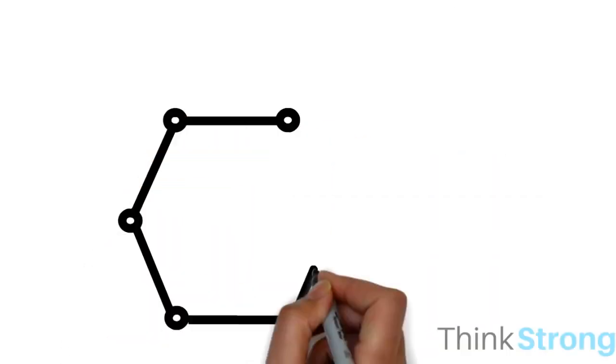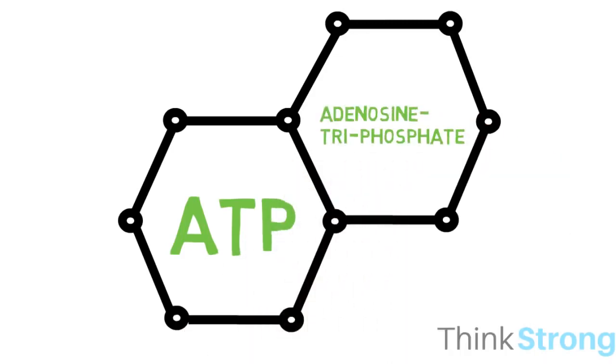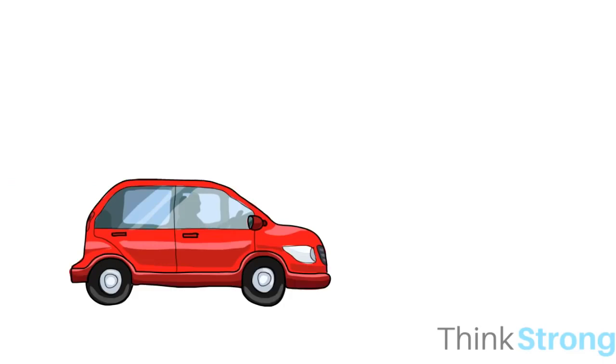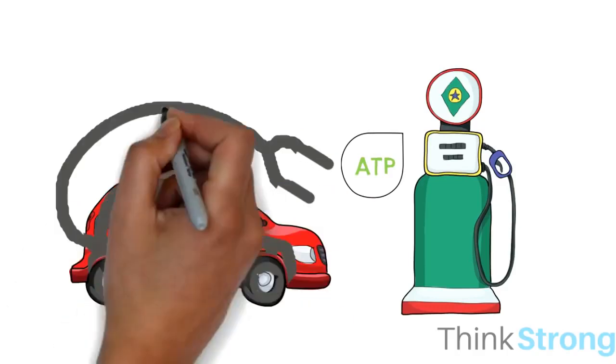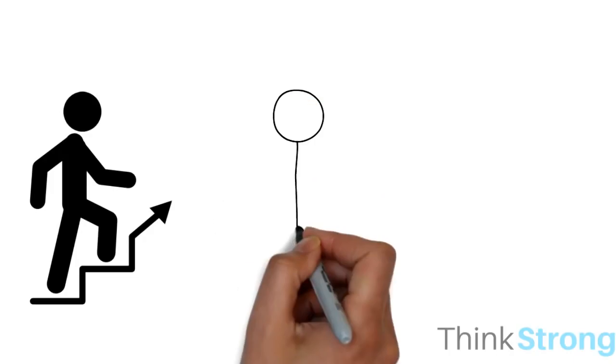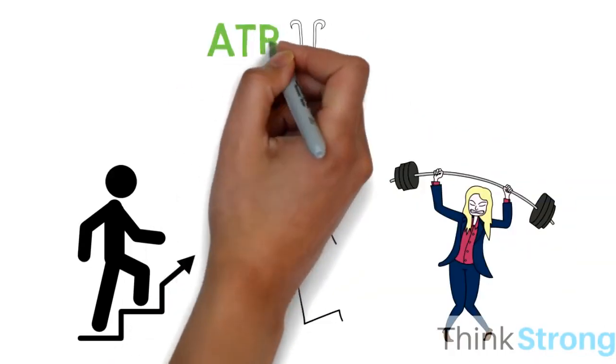The only form of energy your body can use is in the form of a molecule called ATP, which stands for adenosine triphosphate. Imagine your body is a car. ATP would be the gasoline you consistently need to keep it running. That is, unless you're driving an electric car. So, whether you're walking up the stairs, going for a jog, or pumping some iron, your body will need ATP to fuel your activity.